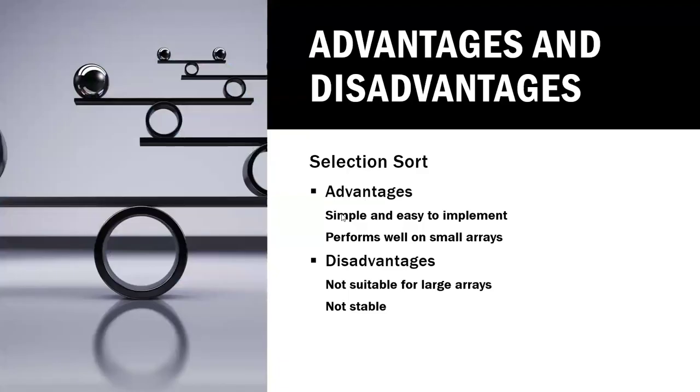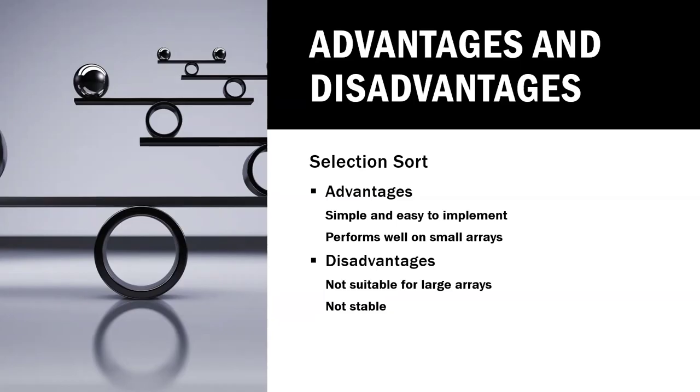The selection sort is also really easy to write compared to other sorting mechanisms. It's a little bit more difficult than the bubble sort to write, but it works really well on small arrays. It is not suitable for large arrays either because it's doing one at a time, and it just takes a long time because it's making a ton of individual comparisons.